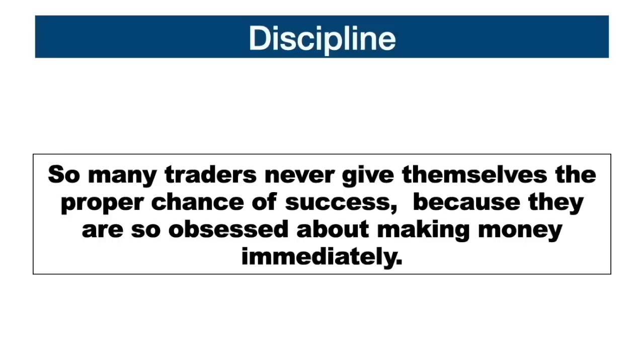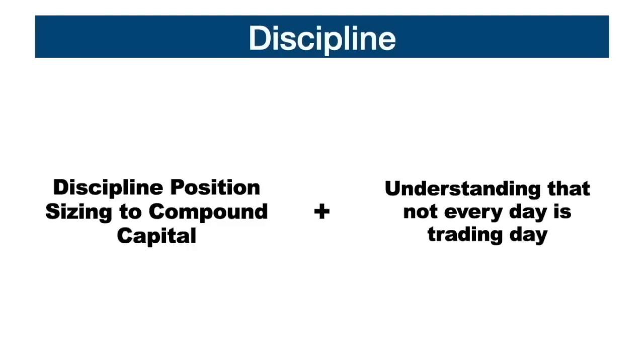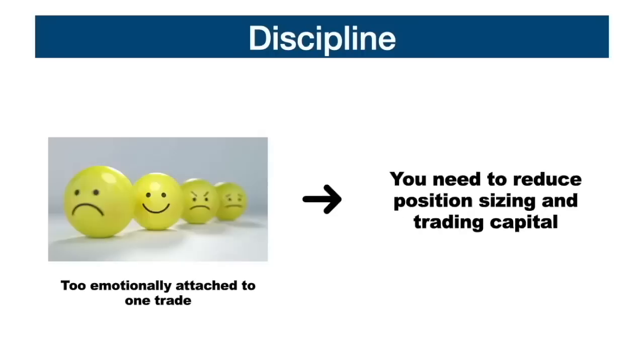Most psychological issues come from a lack of correct position sizing, and the need to always be active in the market. Once you understand that you need to be disciplined in your position sizing, and compound your capital month after month, as well as understanding that not every day is a trading day, you will start seeing enormous positive results. These two factors are essential to become a professional trader. You must be disciplined to execute trades that follow your system strictly. If you become too emotionally attached to a specific trade, it means that you need to reduce your position sizing and trading capital to the point that there are no emotions involved.